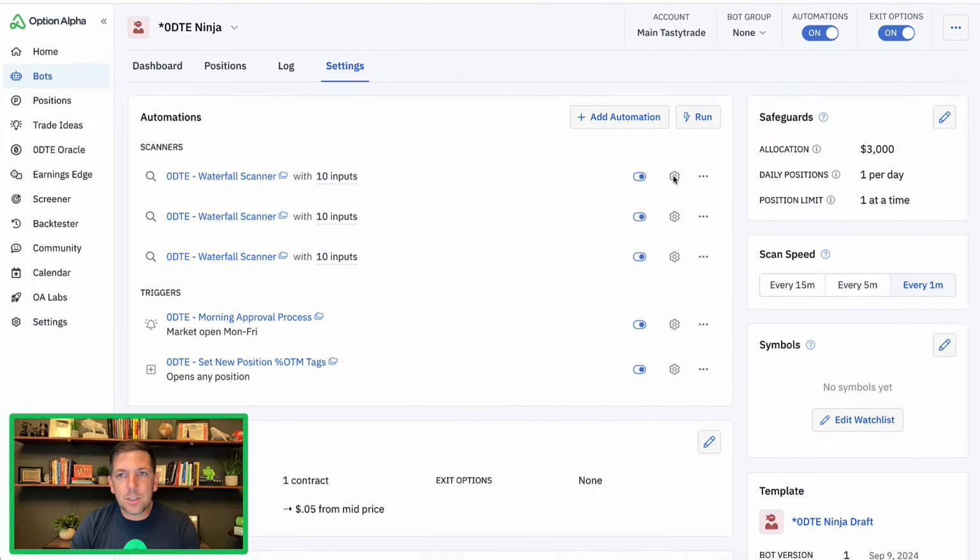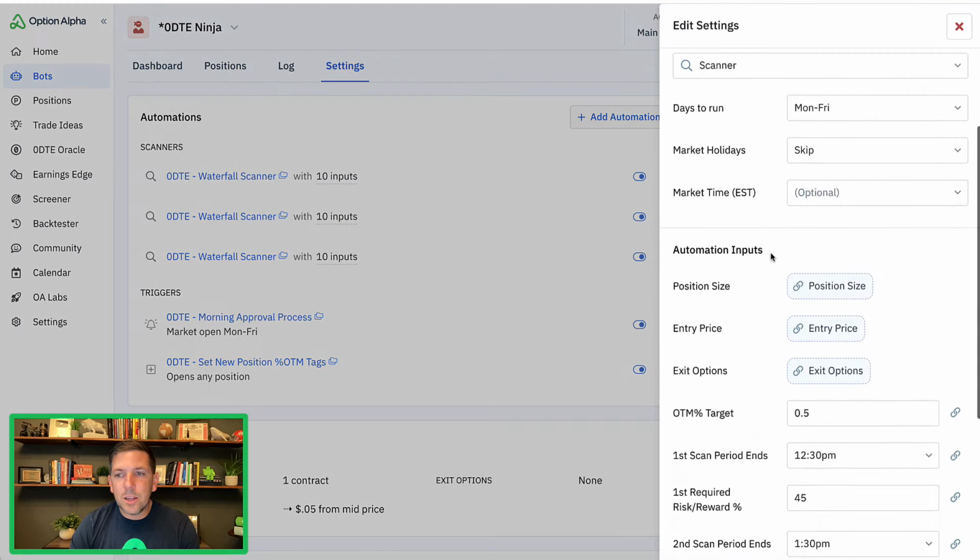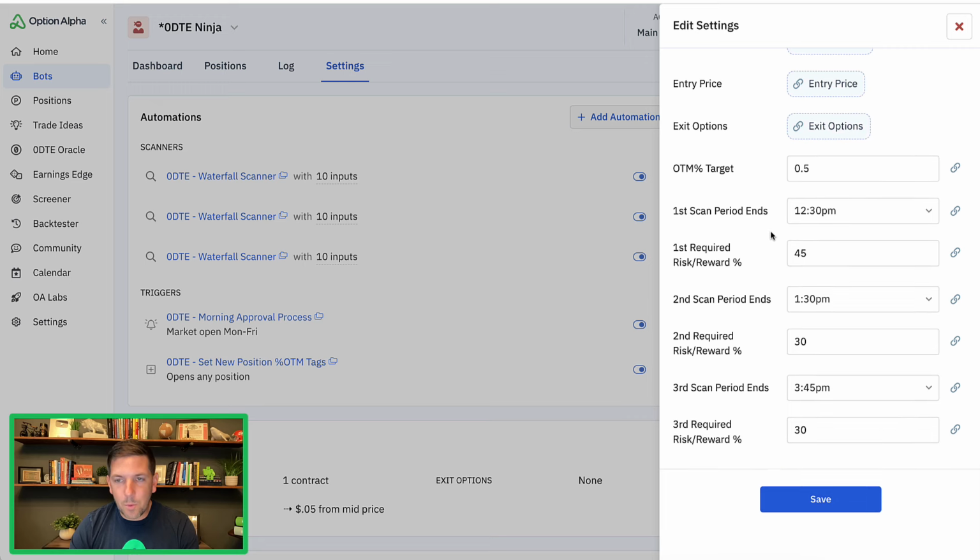If you go into the actual settings of this particular automation, this first one here, you can see that I'm targeting 0.5% out of the money positions. The first scan period ends at 12:30, and we'll go into the automation. You can see how this connects the dots here. And the first scan period's required reward to risk is 45%.